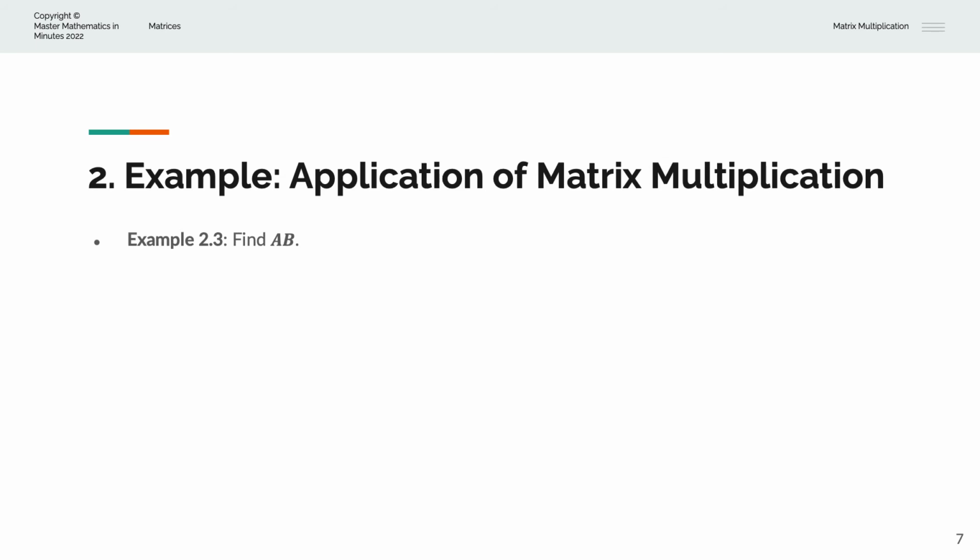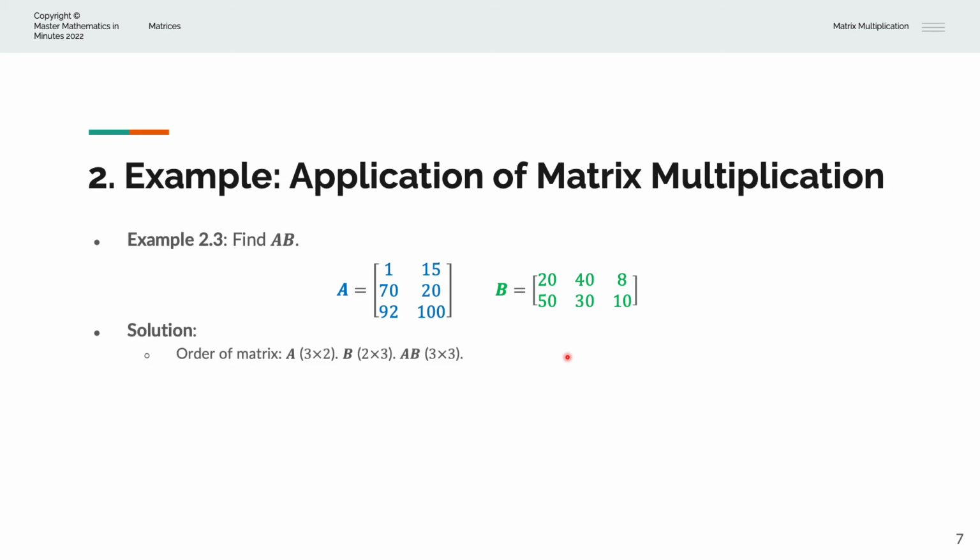In the third example, we're asked to find the matrix multiplication AB, and we're given these matrices A and B. Firstly, we'll need to check the order of the matrix. Matrix A is 3 rows by 2 columns. Matrix B is 2 rows by 3 columns. And so the number of columns from the first matrix equals the number of rows in the second matrix, and so we're able to multiply these two matrices together.